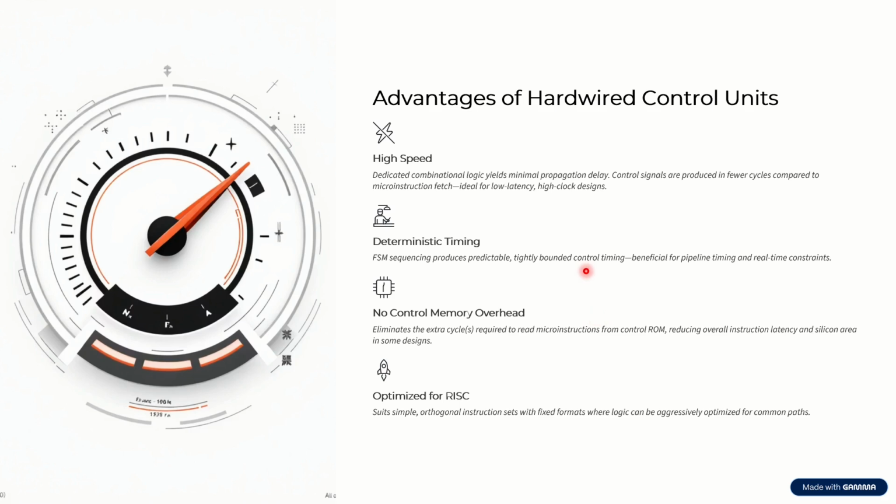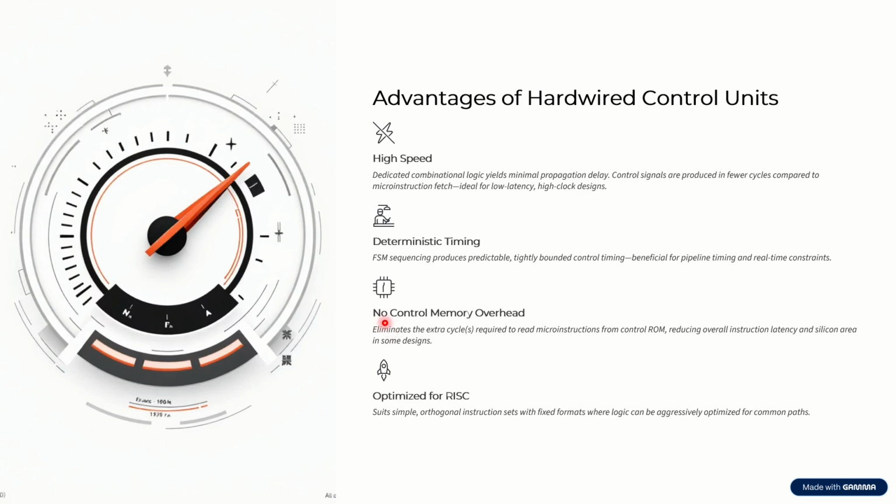Now we'll talk about the advantages of the hardwired control unit. The first advantage is high speed. Dedicated combinational logic yields minimal propagation delay. Control signals are produced in fewer cycles compared to microinstruction fetch, ideal for low latency and high clock speed. The second advantage is deterministic timing. FSM sequencing produces predictable, tightly bounded control timing, beneficial for pipeline timing and real-time constraints.